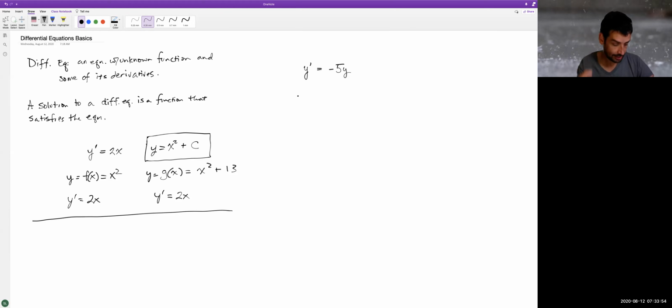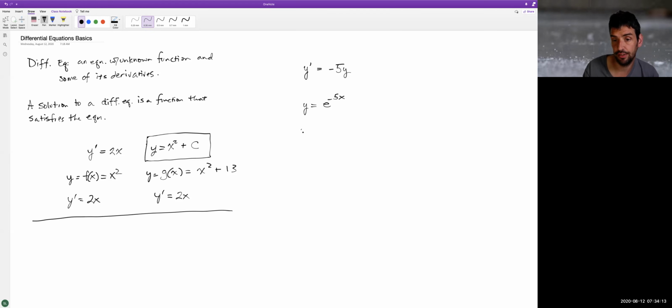So a first equation that satisfies this, let's look at the following. y equals e to the negative 5x, right? So I'm claiming this is a solution. So let's see that it satisfies this equation.